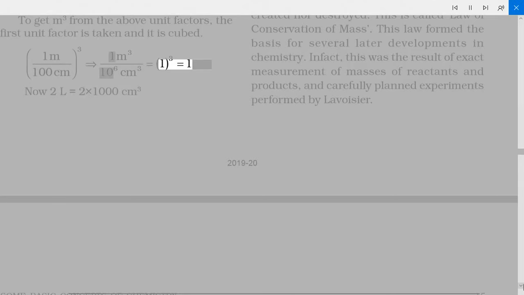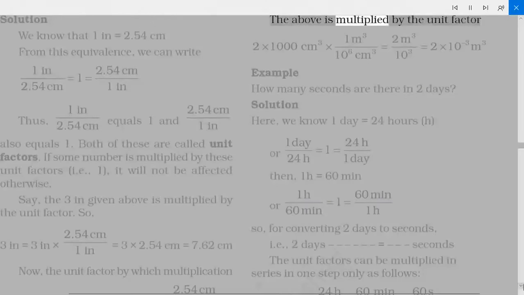(1 m / 100 cm)^3. Now 2 L is equal to 2 times 1000 cubic centimeters. The above is multiplied by the unit factor, 2 times 1000 cm3 times (1 m / 100 cm)^3, to get the result in m3.